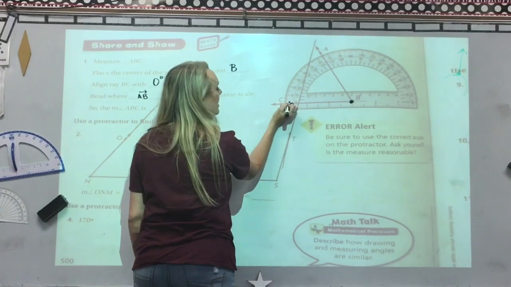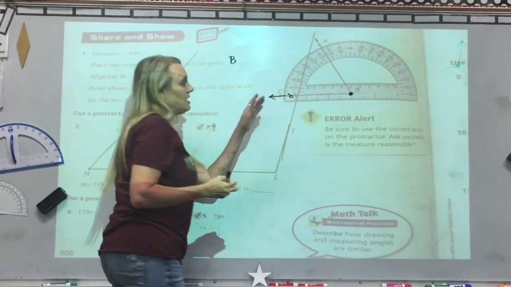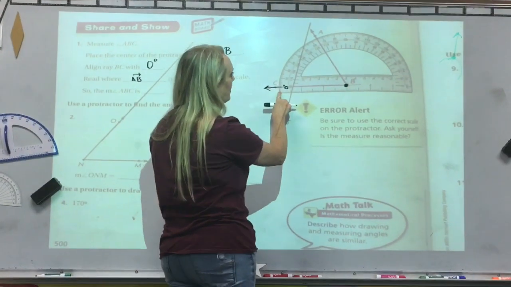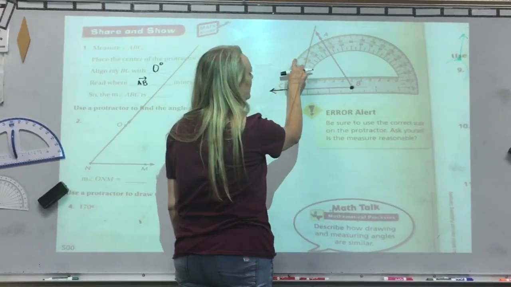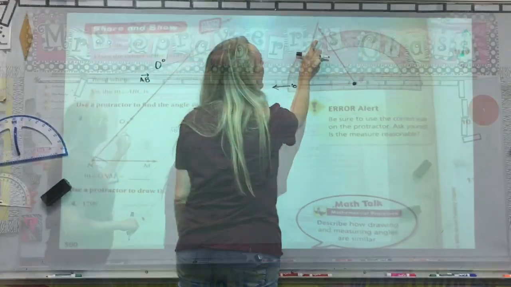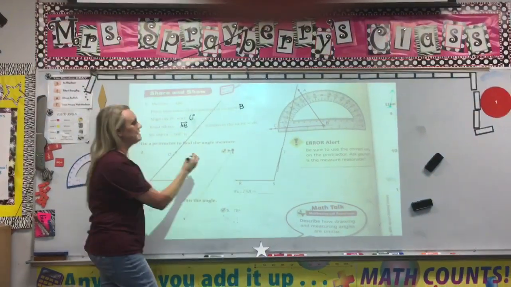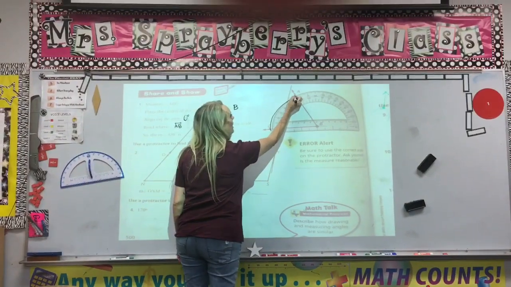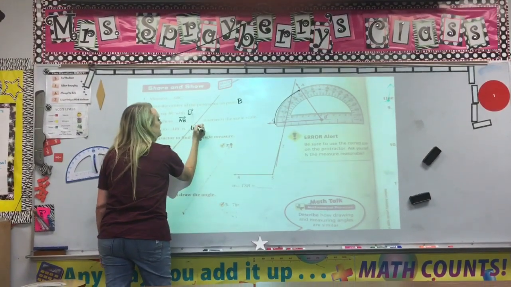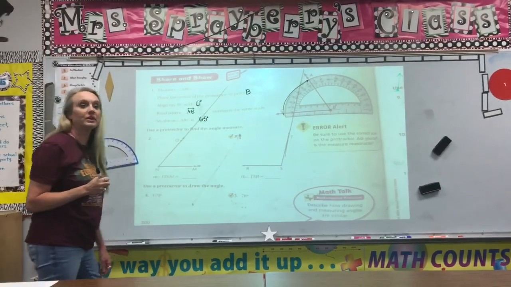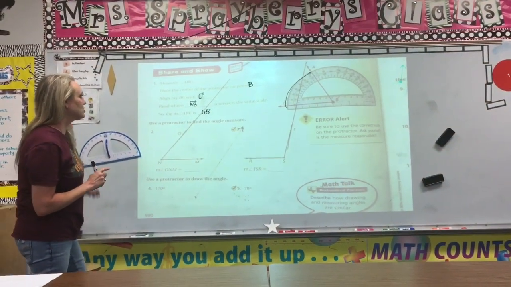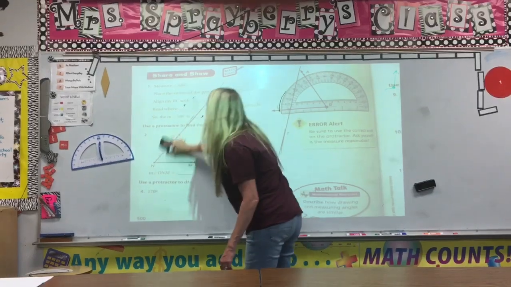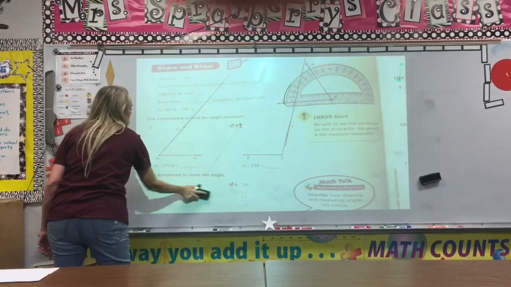You can tell the ray is pointing to the left. The 0 is on the top. So I go around and read the measure of angle ABC. Follow the scale up, and it stops on 65 degrees. So let's look at number 2. Let's look at angle ONM.